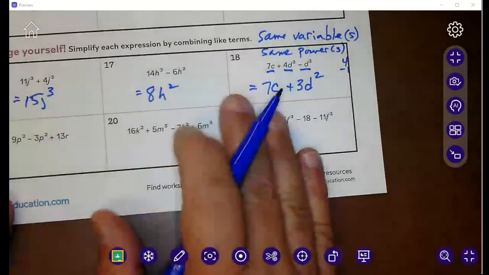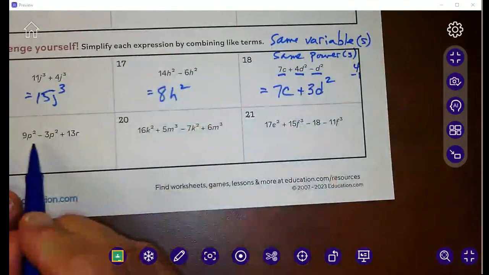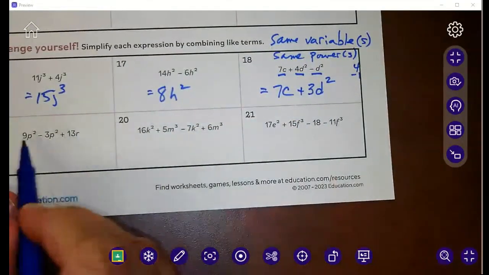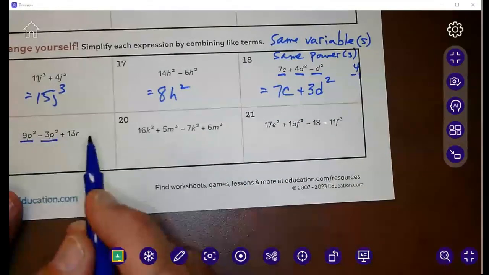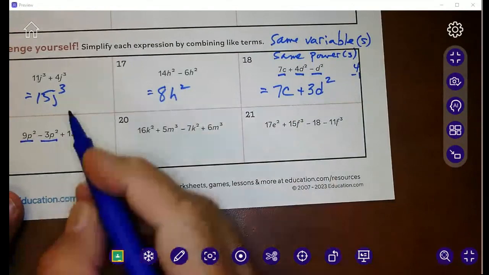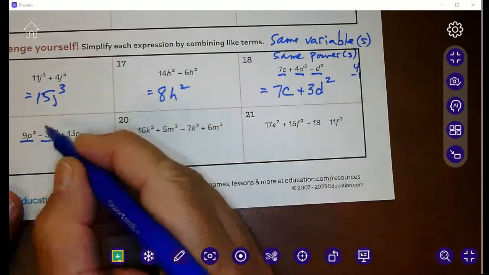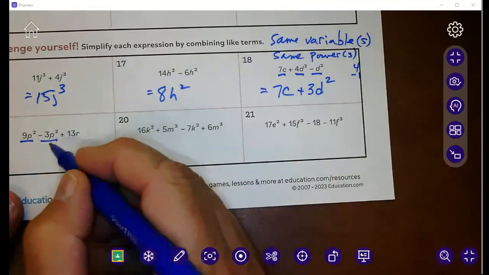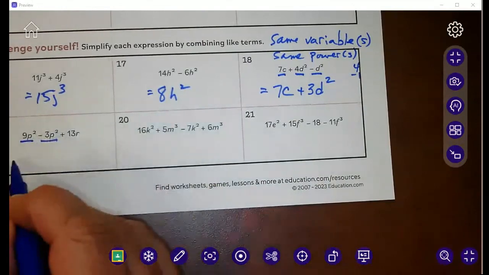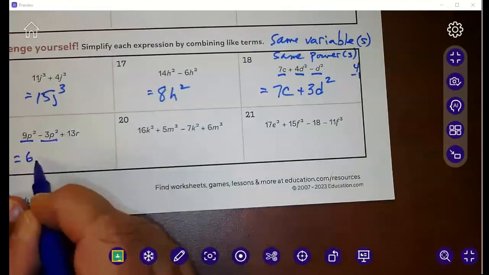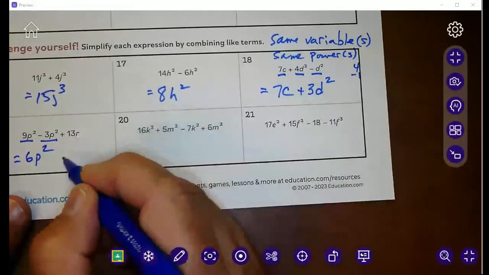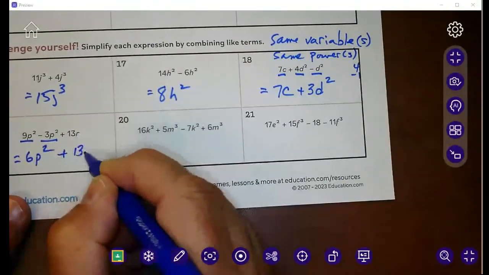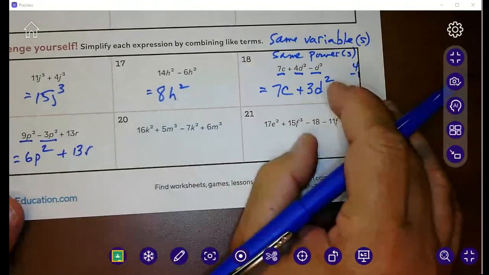On number 19, we have p's and r's. The 9p squared and the -3p squared. Both of those are like terms because they have the same variable to the same power. So 9 minus 3 gives me 6p squared. And then the 13r doesn't have anything to combine with it, so it's by itself.